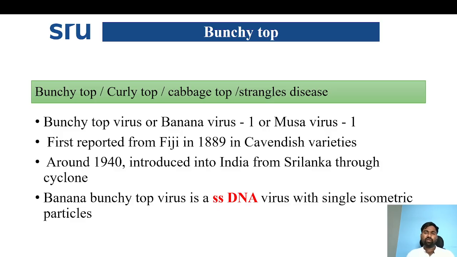Let's start with viral diseases in banana. There are three important viral diseases. First, let's start with the bunchy top disease in banana. This bunchy top, or curly top, or cabbage top, or strangle disease, is caused by Banana virus 1 or Musa virus 1. First reported from Fiji in 1889 in Cavendish varieties. Around 1940 it was introduced to India from Sri Lanka through a cyclone. Banana bunchy top virus is a single-stranded DNA virus with a single isometric particle.